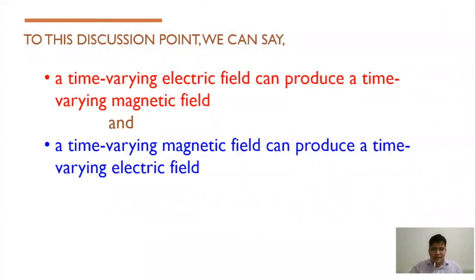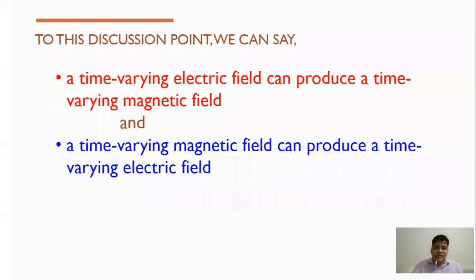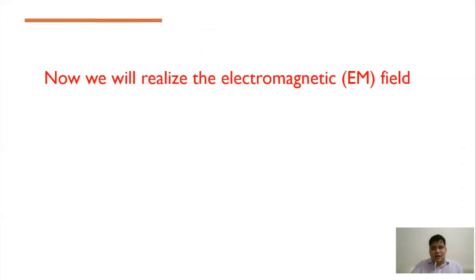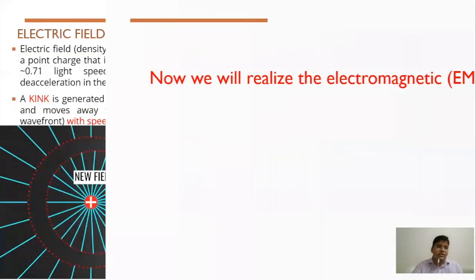As per the Faraday law, a time varying electric field can produce a time varying magnetic field, and a time varying magnetic field can produce a time varying electric field. That is the concept of electromagnetic field. Combined, we call it electromagnetic field, because there is the electric field and there is a magnetic field. So now we will realize what the electromagnetic field is in the real sense.